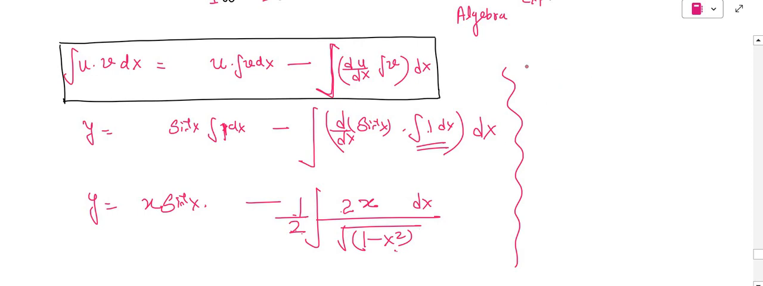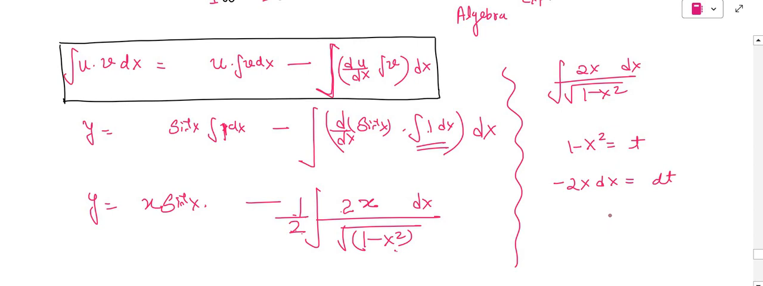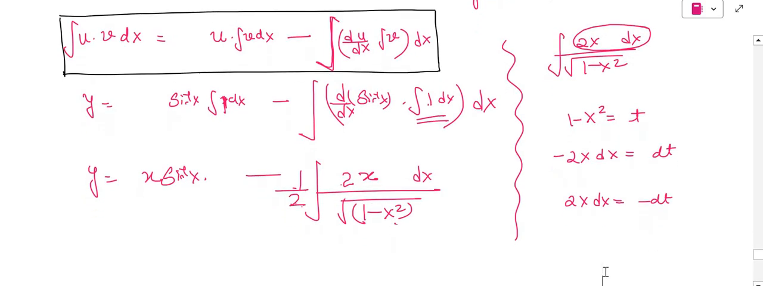ठीक है. Now to integrate it, this part I am doing. Integration of 2x by under root of 1 minus x square. So I am taking 1 minus x square as t. So minus 2x dx is dt, both sides. Okay, remember this chapter you cannot do without knowing integration. First do integration, then come back to this chapter. So 2x dx is minus dt. So this part became minus dt. Yes or no?